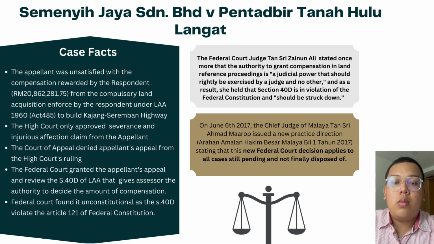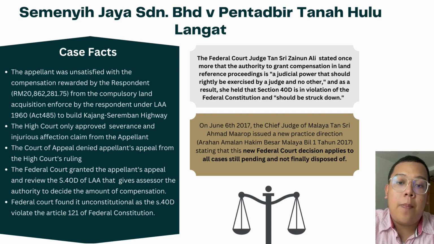So the appellant appealed to the High Court, and the High Court only approved the severance and injurious affection claim from the appellant. Unsatisfied with the High Court's ruling, they tried to appeal to the Court of Appeal, but the Court of Appeal denied the appellant's appeal from the High Court's ruling. So they appealed to the Federal Court, and the Federal Court granted the appellant's appeal.